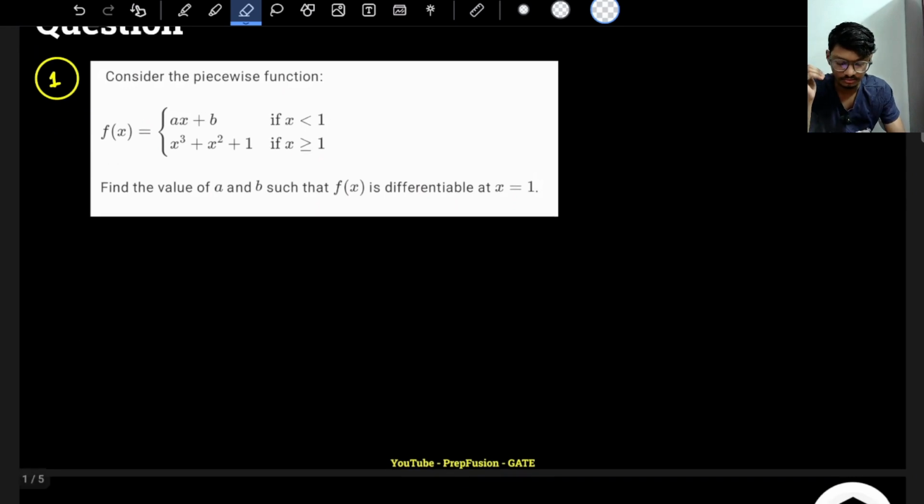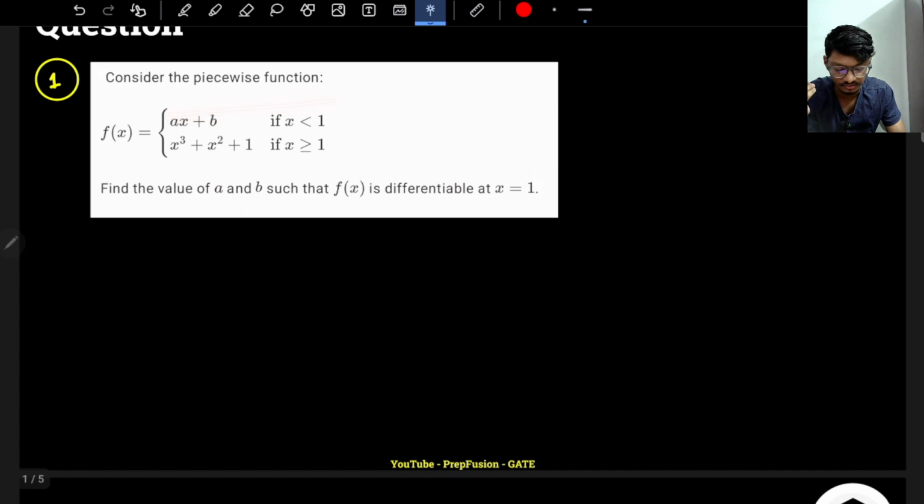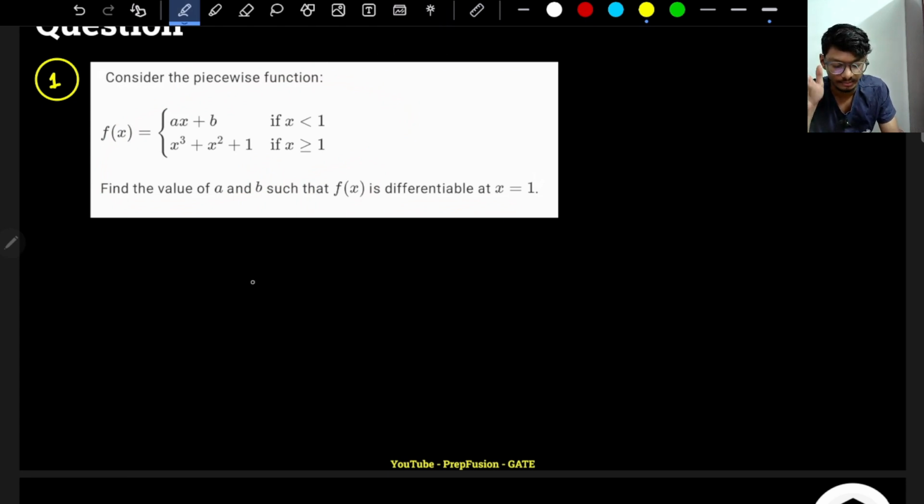Okay, so I will start with this. We have this piecewise function, and they are asking to find the values of a and b such that f of x is differentiable at x equals 1. If f of x is differentiable at x equals 1, it has to be continuous as well. For it to be continuous, the left hand limit and the right hand limit must be equal.